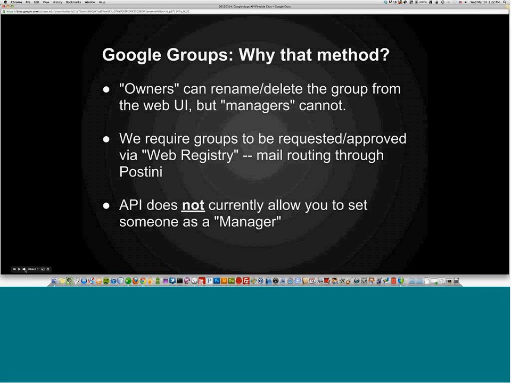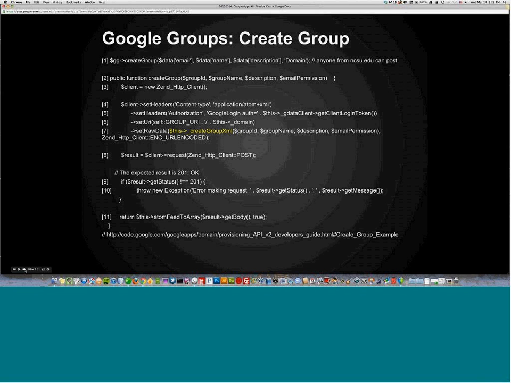And the biggest reason why we do that manual step is that the API doesn't currently allow you to set somebody as a manager. It allows you to set somebody as a member, and it allows you to set them as an owner, not a manager. So that's why we have to do that manual step. So jump straight into some code.